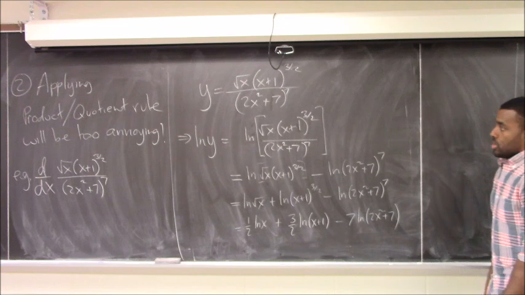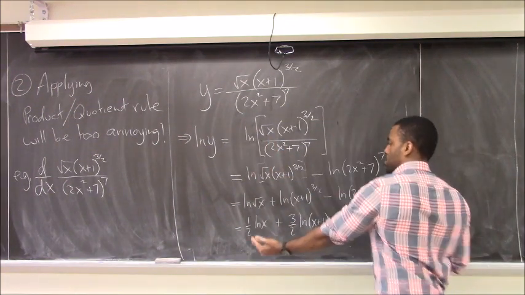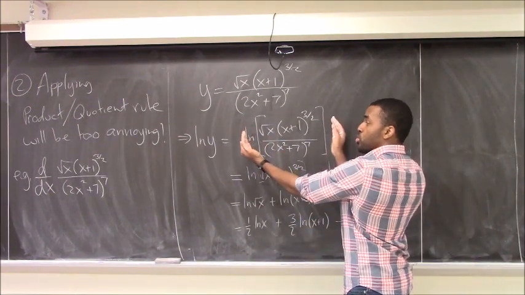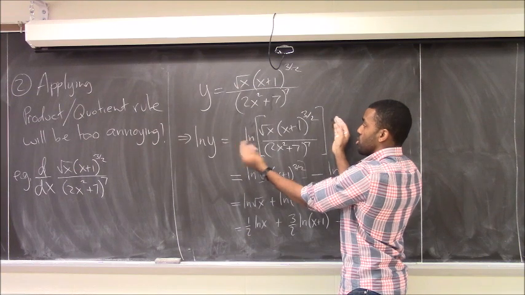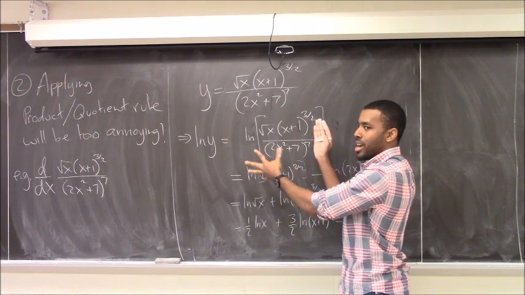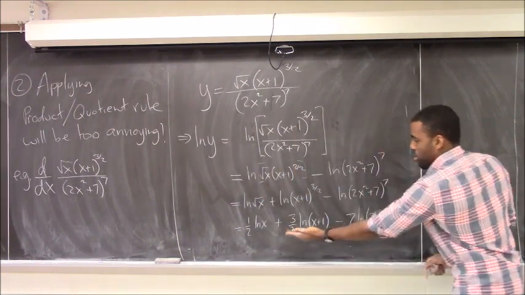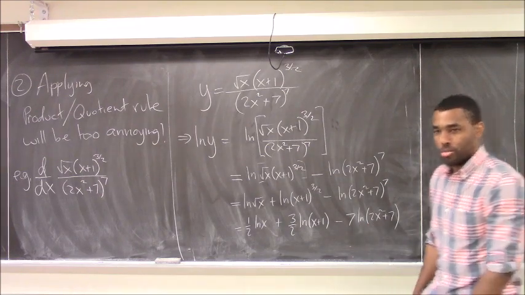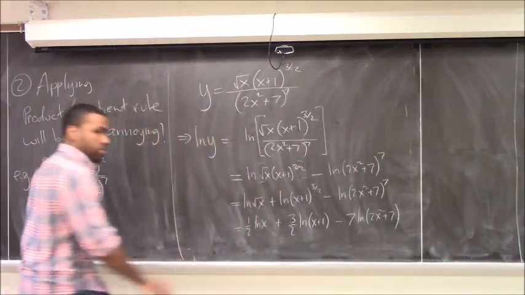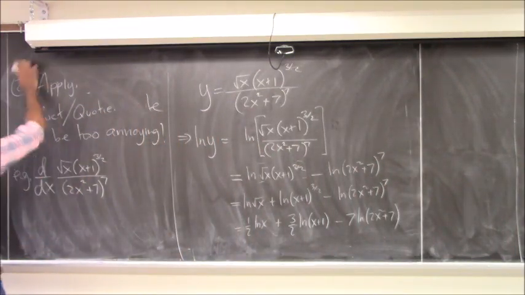Right? So this guy is actually the same as this guy, where this guy would be super annoying to differentiate directly using our rule. Taking u prime over u for this guy would be super annoying. But doing u prime over u for each of these individuals is not super annoying. In fact, it's pretty easy here.